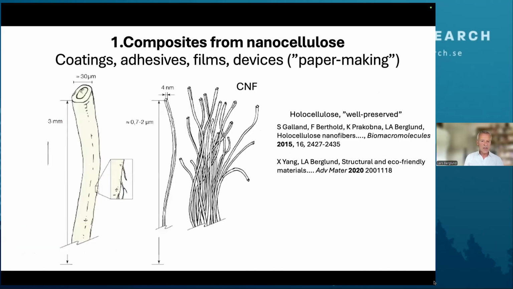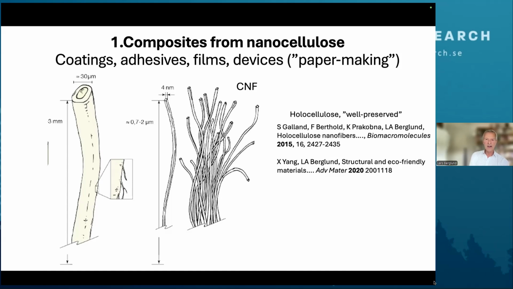So let's start with nanocellulose. We prepare nanocellulose from pulp fibers. In our group, we've worked a lot on holocellulose because this way we use mild peracetic delignification, and in this way we preserve the original molar mass of cellulose, and we have a high hemicellulose content, which is often advantageous. I would say that for materials, the main applications of nanocellulose are in coatings, adhesives, and film devices.